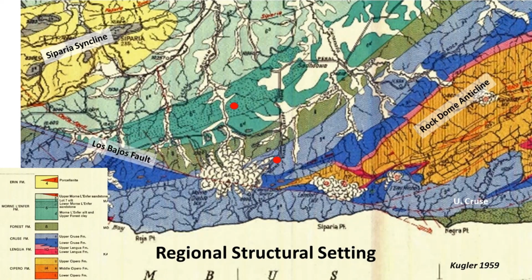The major structural elements in the area are the Rock Dome anticline to the south, the Cipero syncline to the north, and the Los Bajos Fault to the southeast. Note there are few faults present within the Morne L'Enfer, Forest, Cruse, and Lower Cruse intervals on this map that can set up structural traps. As a result, nearly all exploration wells drilled within this area were dry holes.